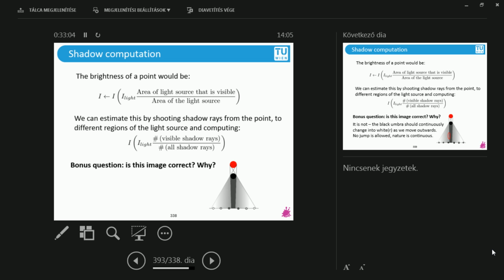Now, a quick bonus question. Can such an image be physically correct? Well, obviously it's a drawing, so it's not correct. But there is something that's so incorrect that it would need some attention. Who can tell me that?